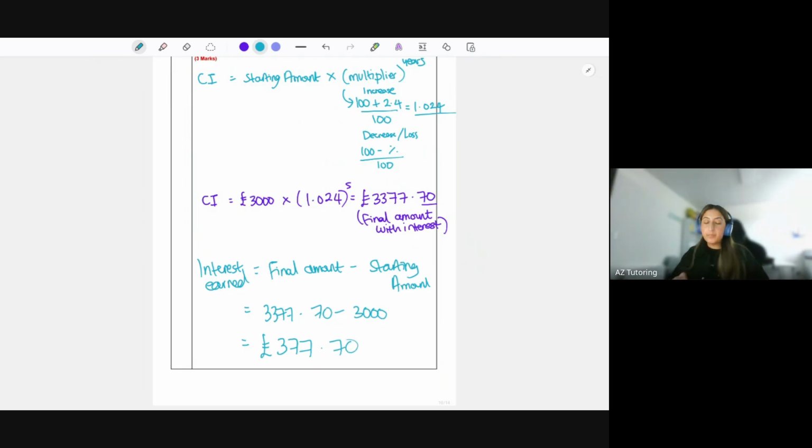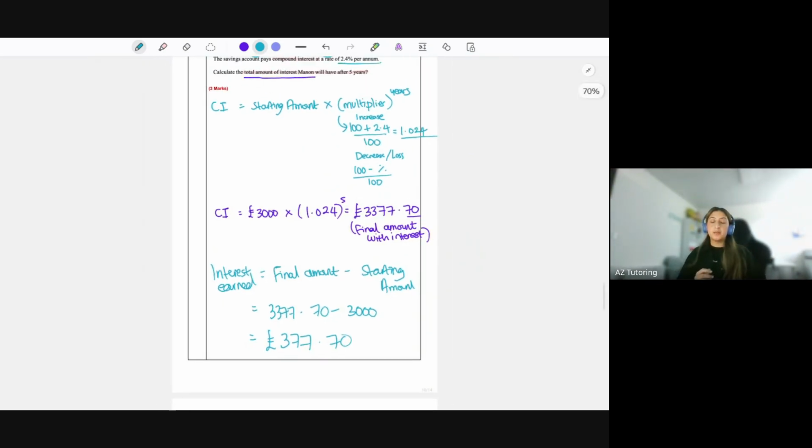£377.70. So just remember that with compound interest, the final amount tells you how much your account has grown to with your interest. So it's a combination of your starting amount plus your interest. It doesn't actually tell you what interest was added on top. So you have to minus your starting amount from your final amount to see how much was actually added on top. So that is compound interest.